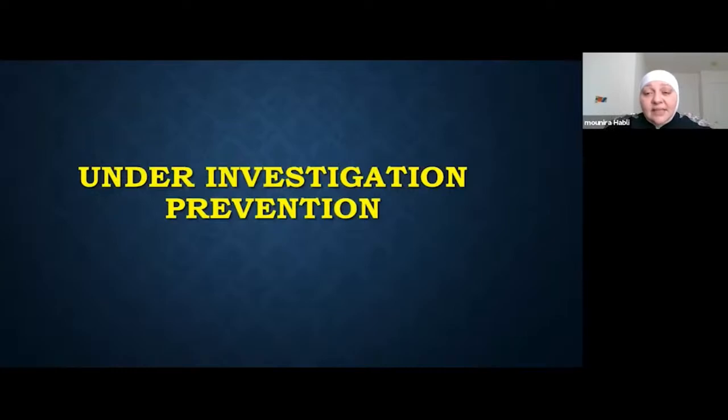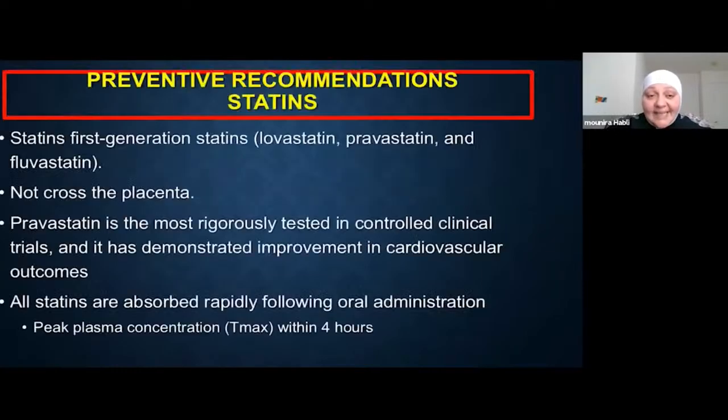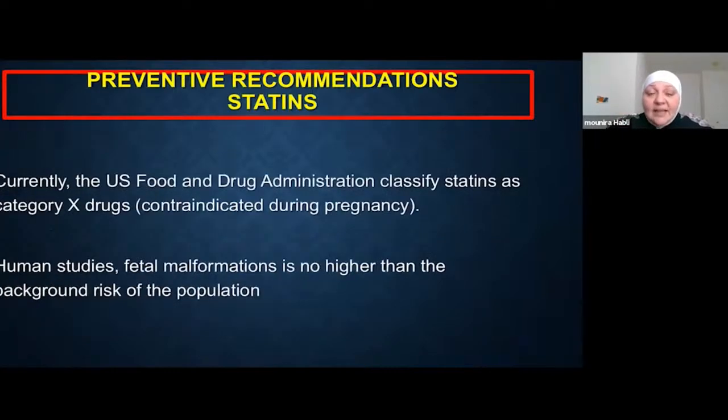What are the prevention strategies under investigation that we are using, which is mainly the statins? This is the new thing that is ongoing now. Statins first generation, such as lovastatin, pravastatin, and fluvastatin, don't cross the placenta, and they are the most rigorously tested in controlled clinical trials and demonstrate improvement in non-pregnant cardiovascular outcomes. They are absorbed rapidly following oral administration with a peak plasma within 4 hours. Currently, the US FDA classifies statins as category X, meaning contraindicated during pregnancy.